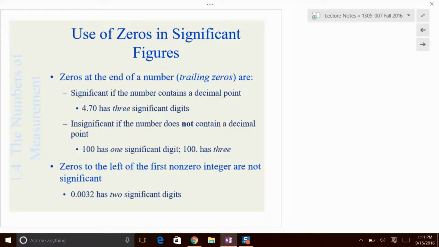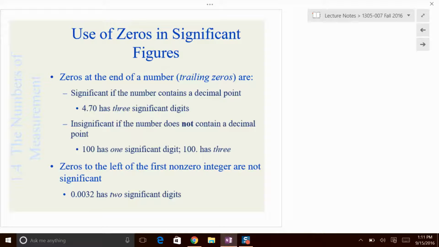Zeros at the end of a number. So this is where it gets a little complicated, because obviously if it's a non-zero digit, we can count how many non-zero digits there are and determine how many significant figures we have. That's easy, right? But it's when it's a 0 that we struggle, because we're asking ourselves, is that 0 significant?